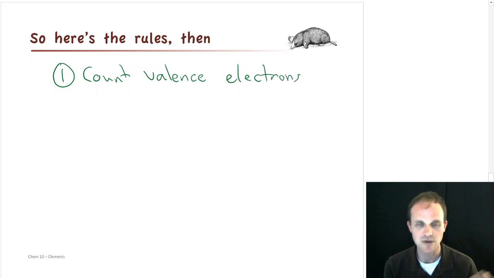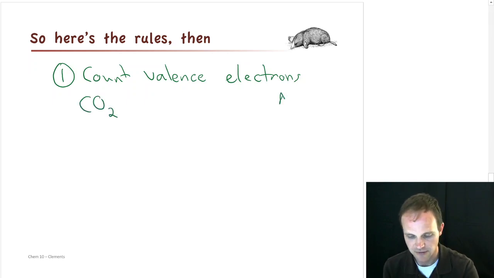What we're going to do is do each one of these steps one at a time, and we're going to do it for 2 different examples. We're going to do it for CO2, and we're going to do it for NH3.